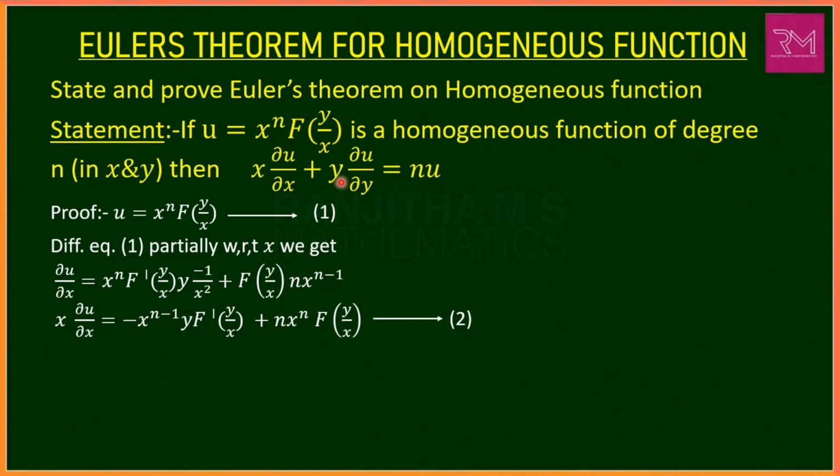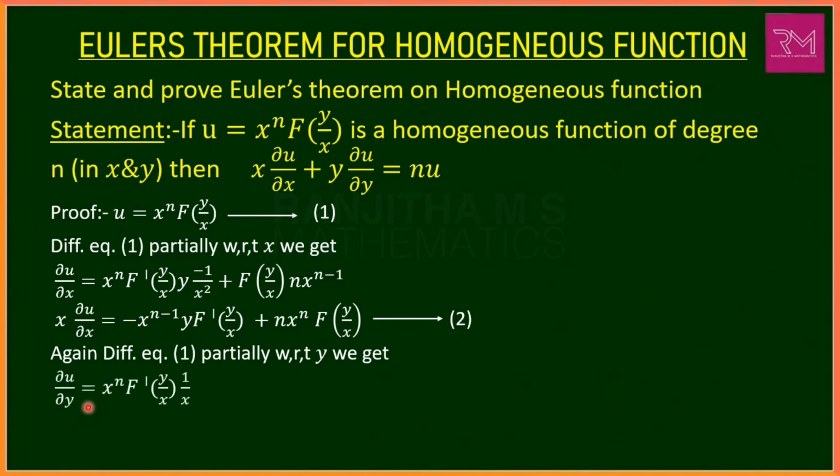Next step, we have to find y into del u by del y. For that, we have to differentiate equation 1. Here, partial differentiation of u with respect to y is del u by del y, which is equal to, here x power n is constant, take as it is, into differentiation of f of y by x is f dash of y by x into, again we have to differentiate this y by x term, that is 1 by x is constant, into differentiation of y is 1. Here del u by del y, which is equal to, here x power n into, if we take 1 by x, that is x to the numerator, that becomes x power n minus 1. So that is del u by del y, which is equal to x power n minus 1 into f dash of y by x.